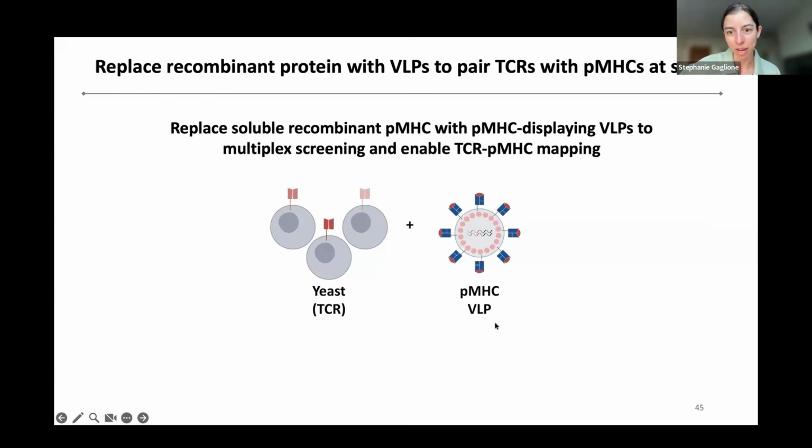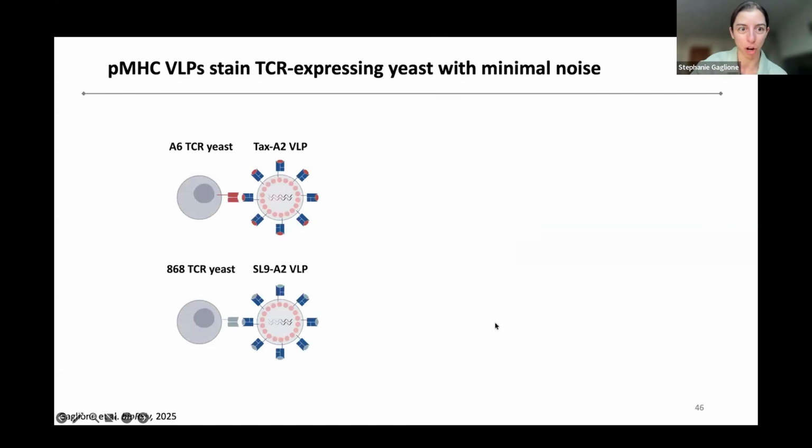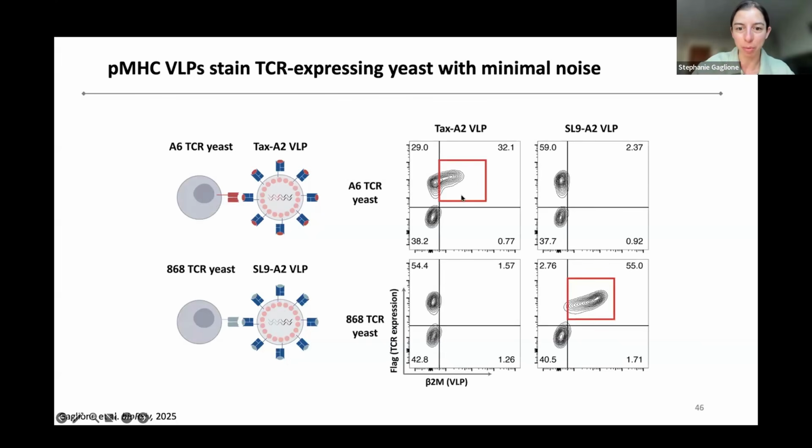in array. And we had the thought of what if we could replace the recombinant soluble pMHC with VLPs that would allow you to multiplex screening, enable mapping, and also set the stage for not needing to use soluble protein in order to execute screens. And so just as our proof of concept, we created some TAX-A2 VLPs and some SL9-A2 VLPs, and generated yeast that had single chain TCRs, which is the current optimal way at the moment, at least publicly, for expressing TCRs on yeast.